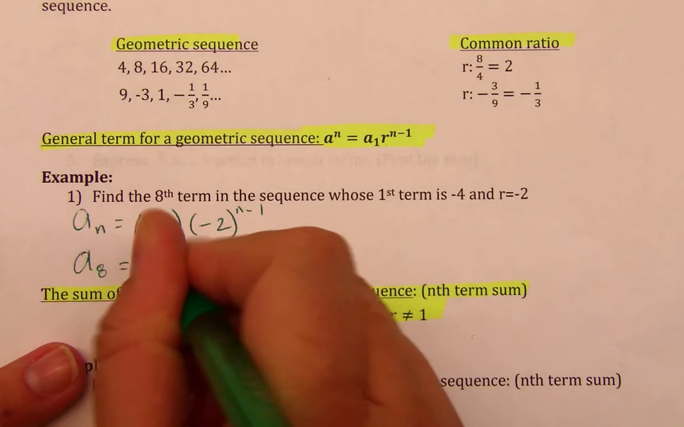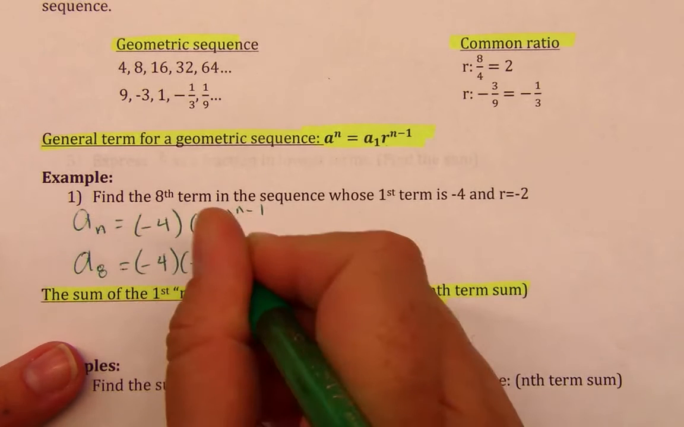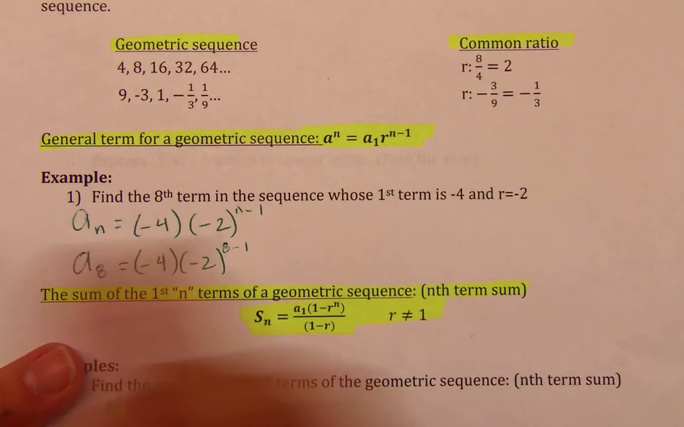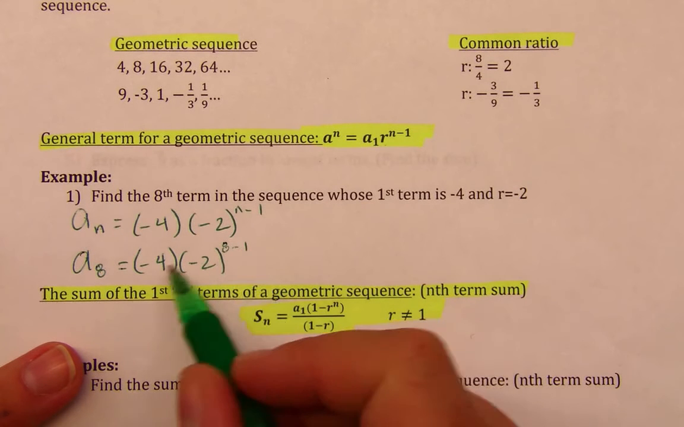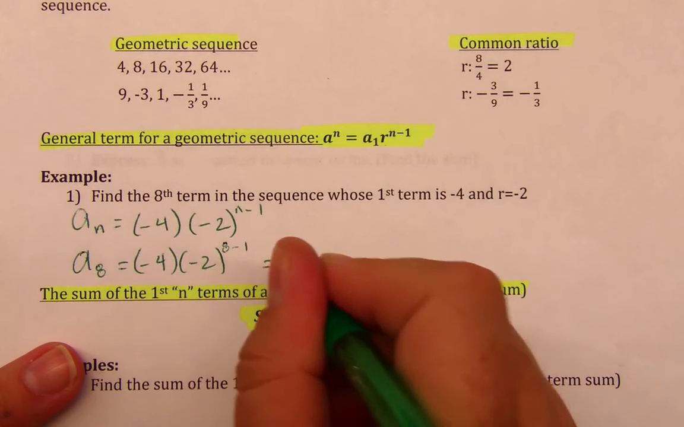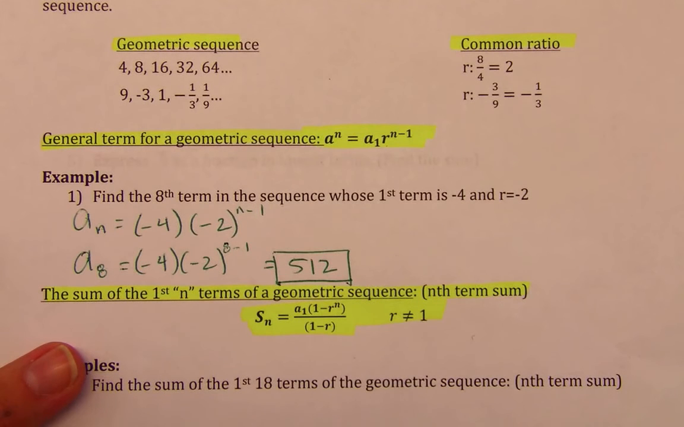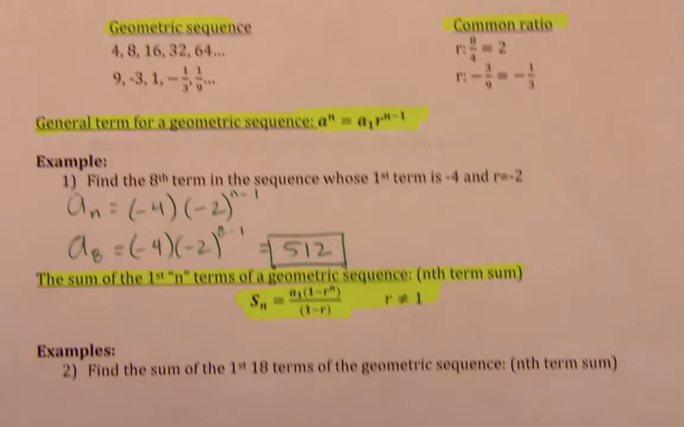so that would be -4 times -2 to the 8 minus 1 power. 8 minus 1 is 7. -2 to the 7th power times -4 is going to give us 512. And so that would be the 8th term in the sequence.